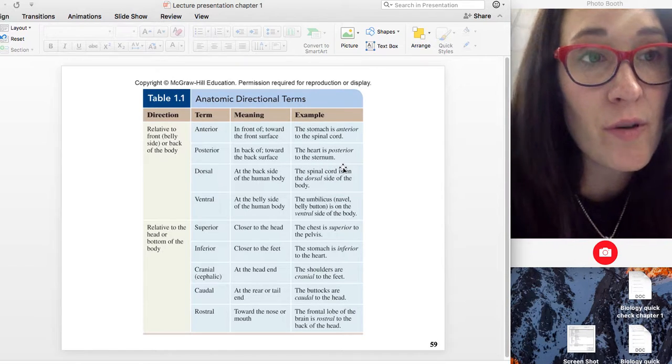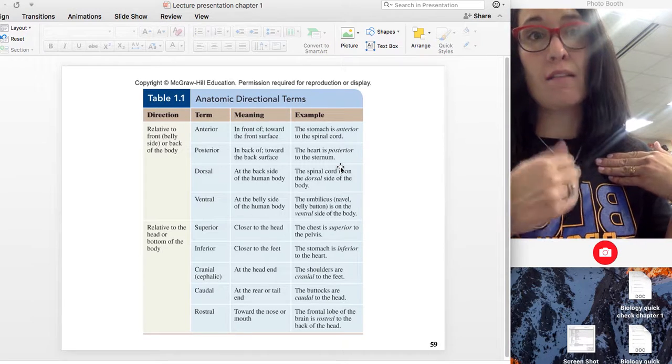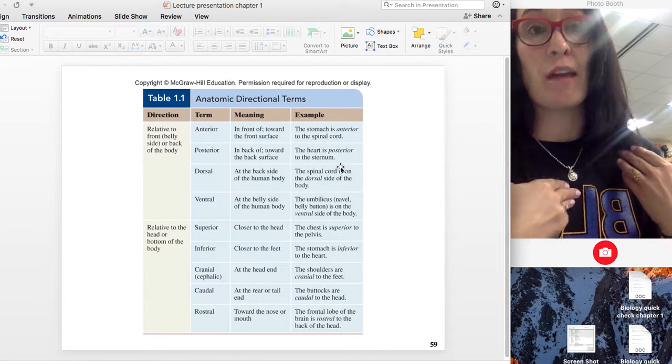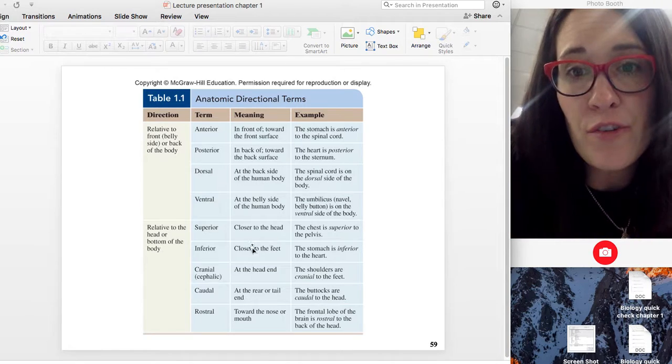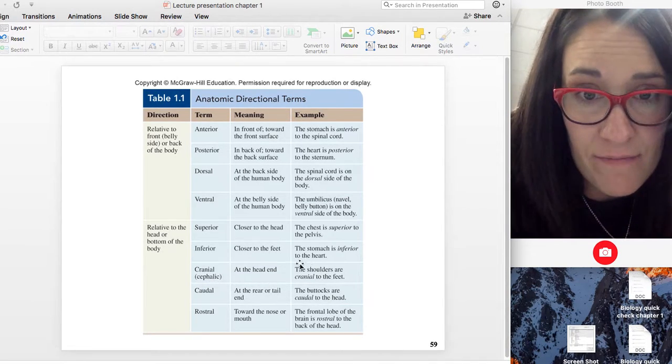The heart is posterior to the sternum. The heart is closer to the back than the sternum, which you can actually touch. You can't touch your heart. And two other terms on here, cranial or cephalic means at the head end.